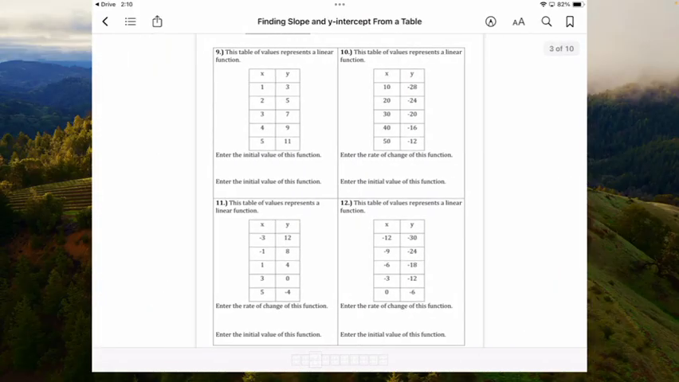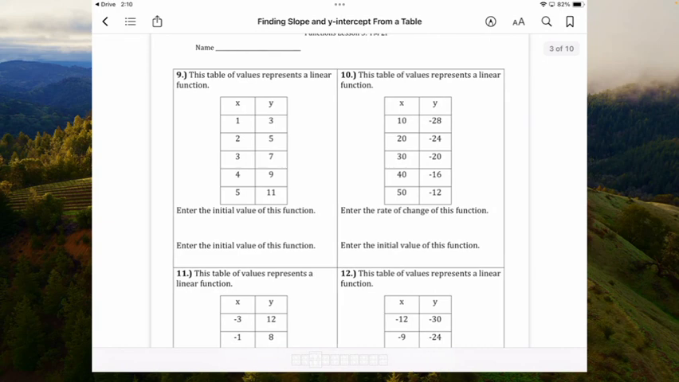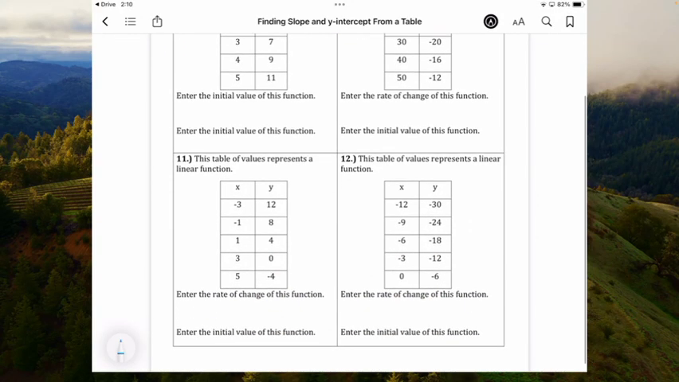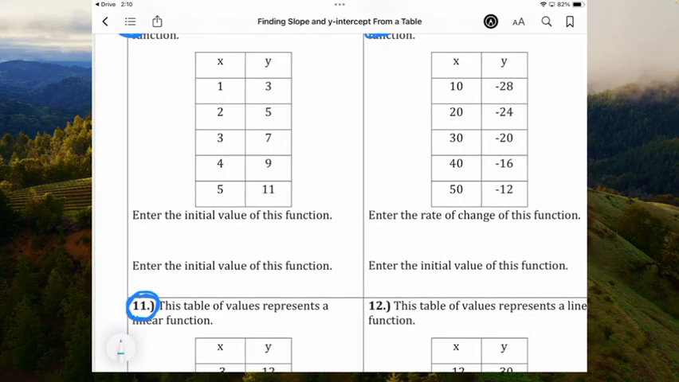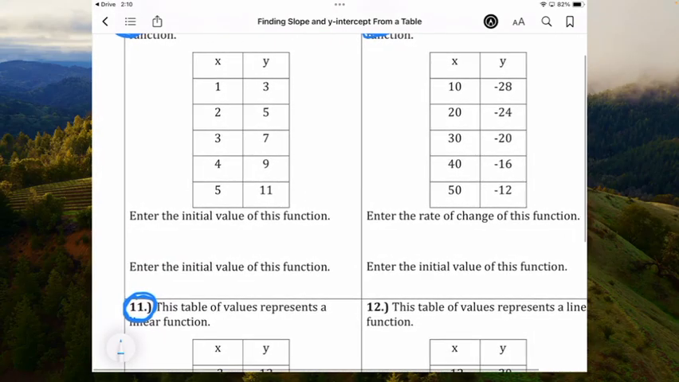Let's take a look at the next page. We are not going to find a y-intercept or make an equation for 9 or 10 or 11. We will for 12. Okay, it says the initial value twice. That's weird. It should say rate of change.